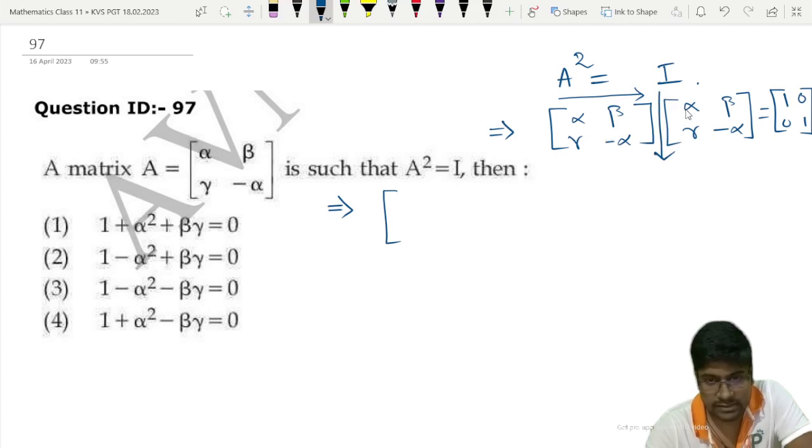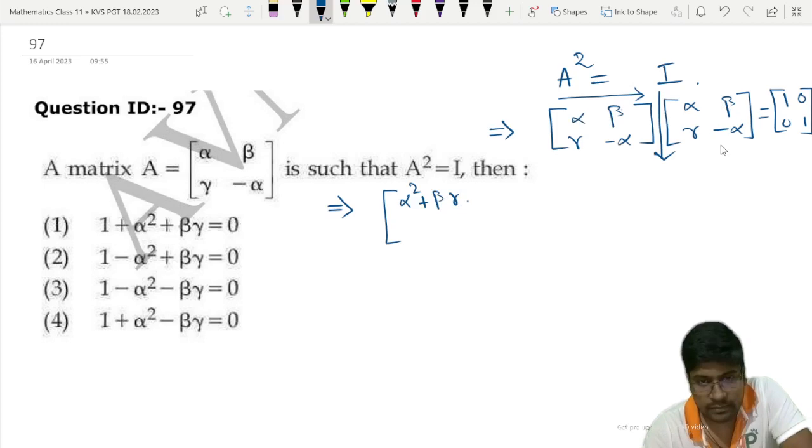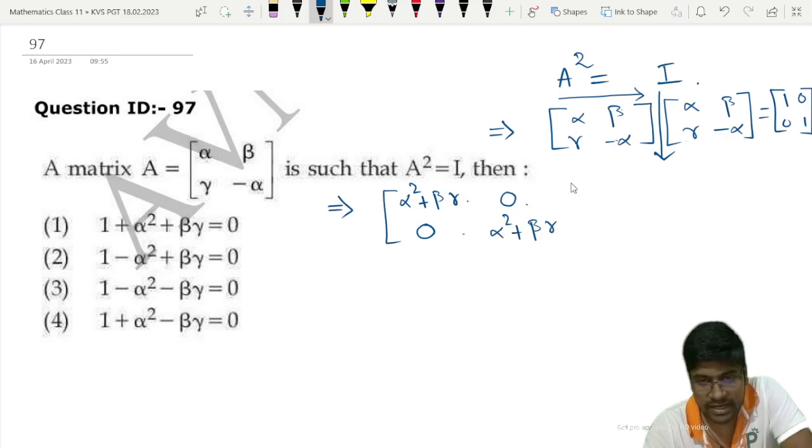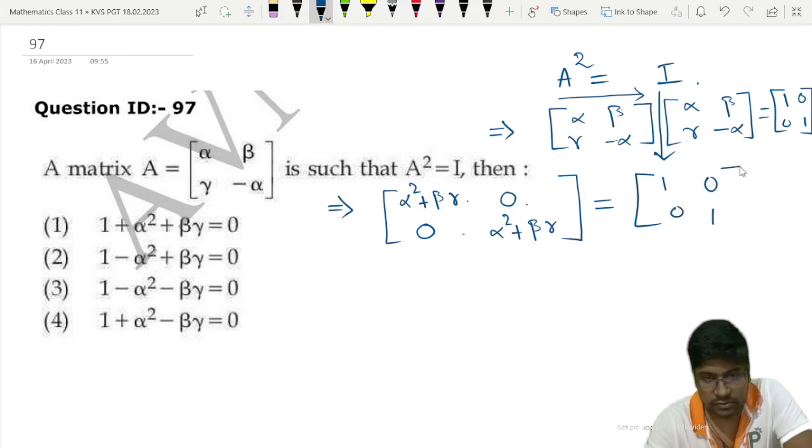So we will get alpha square plus beta gamma. The next we will get alpha beta minus alpha beta, that is equal to 0. Then we will get alpha gamma minus alpha gamma, that is becoming 0 anyway. Then beta gamma plus alpha square, so alpha square plus beta gamma, that is equal to 1, 0, 0, 1.